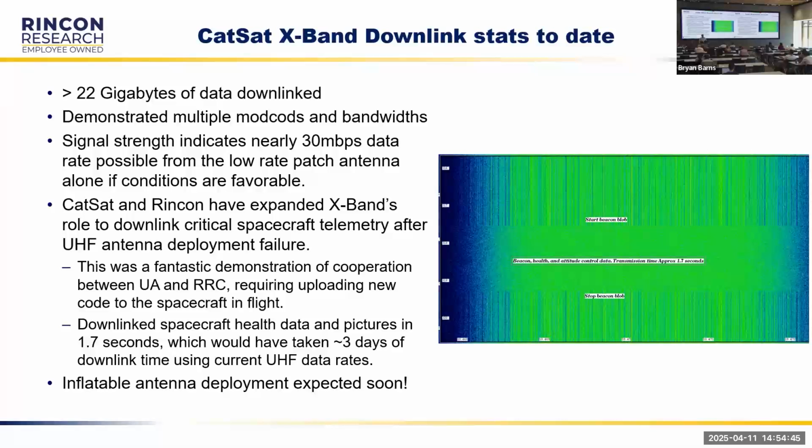One thing I'm most proud of is the way that Rincon and CatSat have come together to help debug when the spacecraft is doing something a little funky. For reasons that Walter will talk to, our command and control antenna didn't deploy correctly. So the UA team added the capability to push telemetry data through the X-band link when it was not designed to do that at all, which required software rewrites.